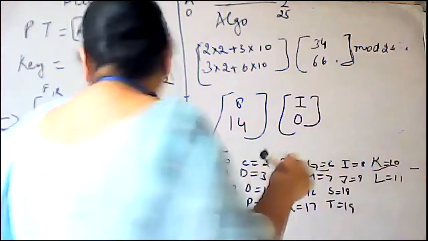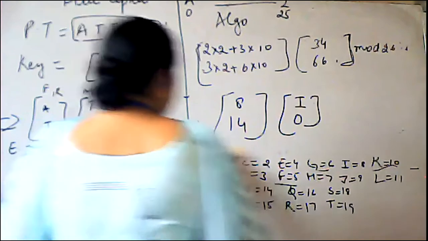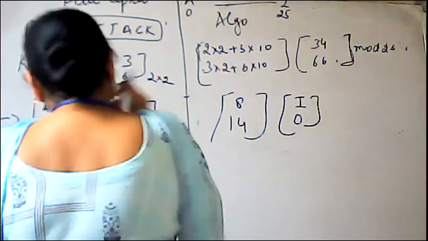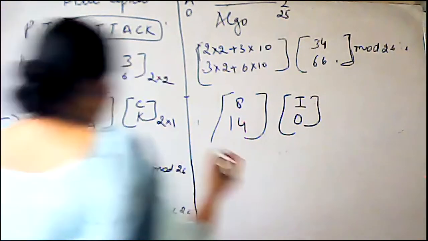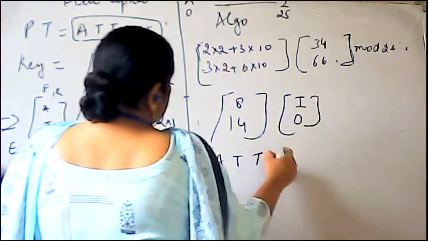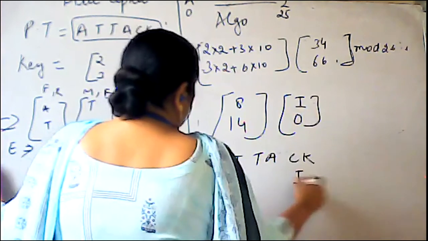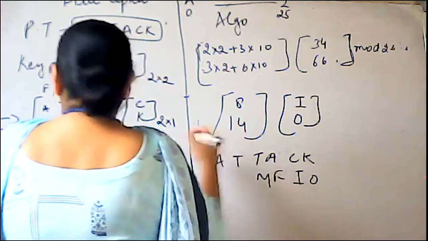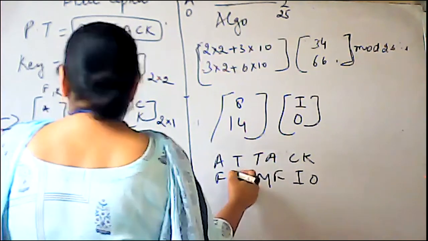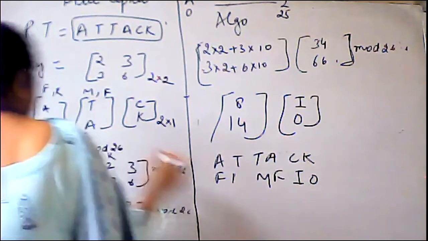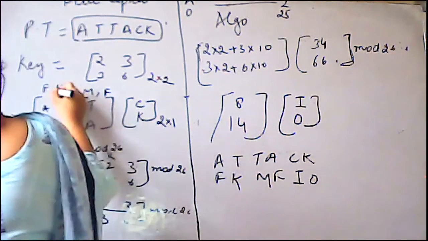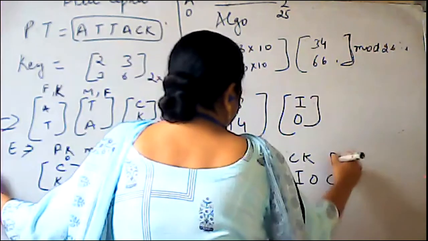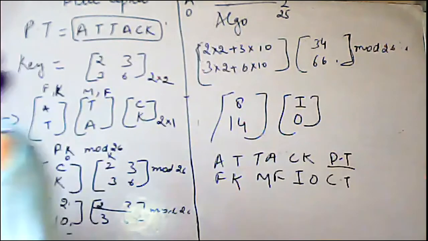So now the corresponding ciphertext. Corresponding ciphertext would be AT, TA, CK. For CK it is IO. For TA it was MF. And for AT it is FK, sorry. So FK, MF and IO will be the ciphertext for the given plain text, that is attack. This is how you will do it.